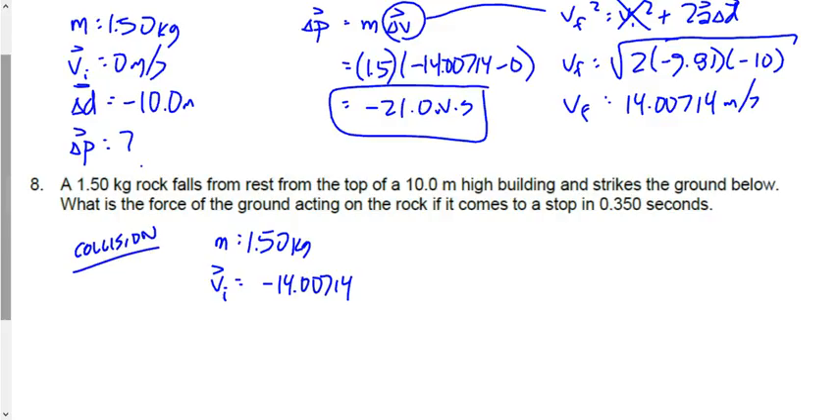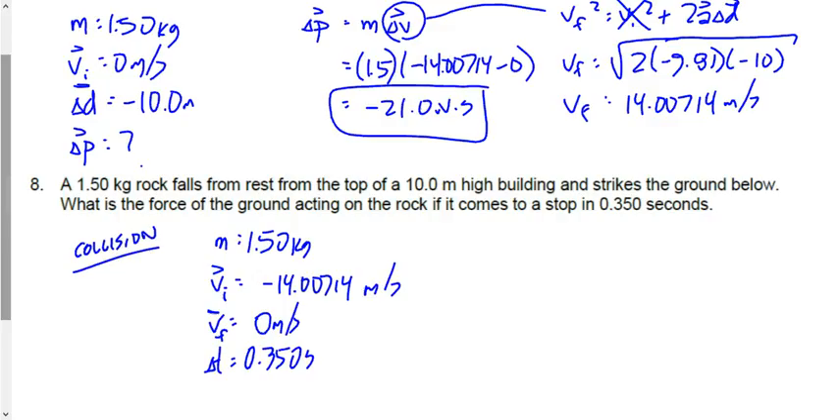Yeah, Don? Yeah. Like we got two separate problems here, right? There's the fall, and then there's the collision. At the end of the fall, it's moving at 14. Well, that's the beginning of the collision, right? So it's the final speed of the first problem. It's the initial speed of the second problem. Can you tell me what the final velocity is of the second problem? The final velocity of the collision is 0. And the time interval here is 0.350 seconds.